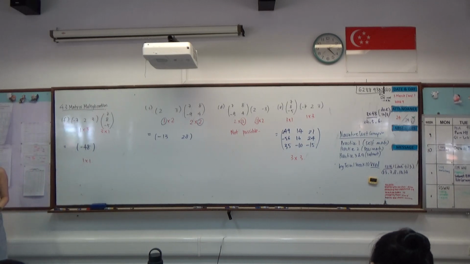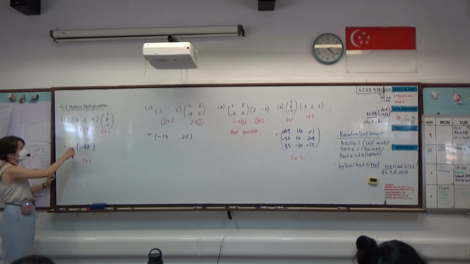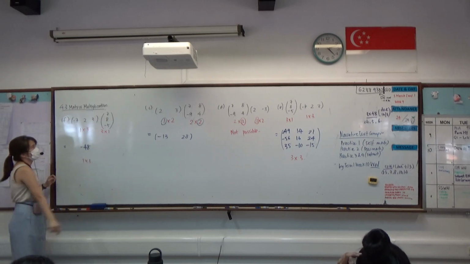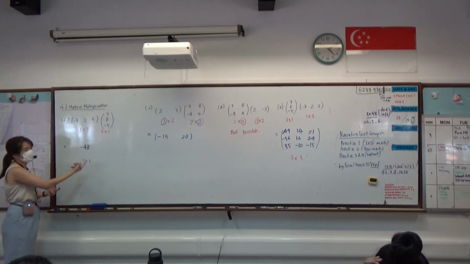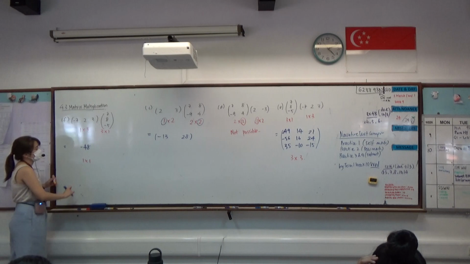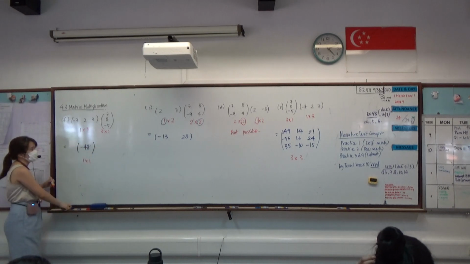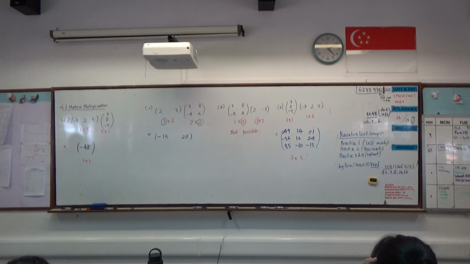Very often when we get a 1 by 1 matrix, students tend to forget the brackets. That will immediately be wrong because this bracket is essential to tell us that we are getting a 1 by 1 matrix. Without the brackets, it doesn't make sense, because two matrices, when they multiply, cannot give you a scalar number on its own. So we need to have the brackets.